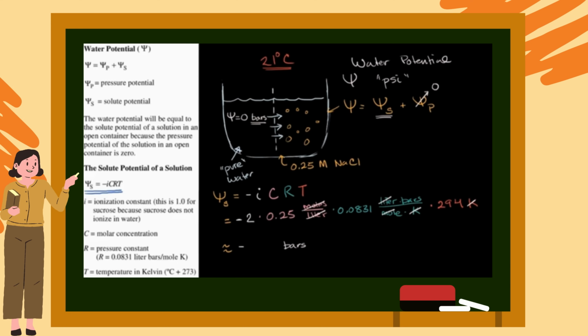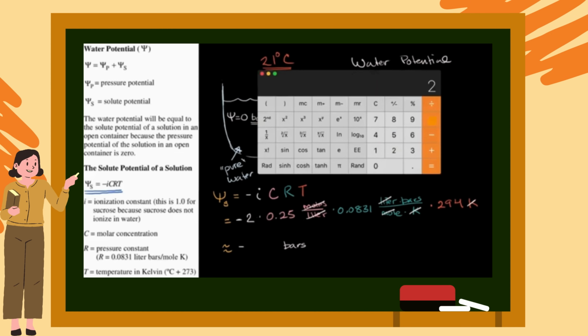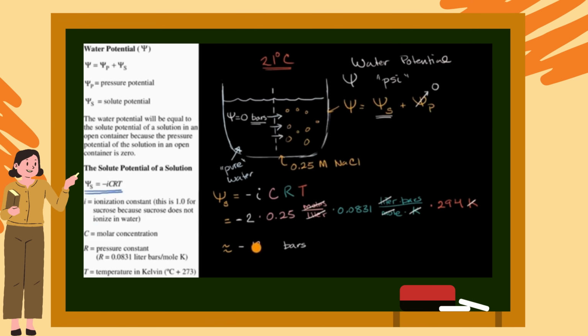And so let me get a calculator out. We have negative 2 times 0.25 times 0.0831 times 294 is equal to, and I will just round to one decimal place, so 12.2, but I have that negative there, so approximately negative 12.2 bars. So our solute potential over here is minus 12.2 bars, or approximately equal to that, and that is going to be equal to our total water potential because the pressure potential is 0.